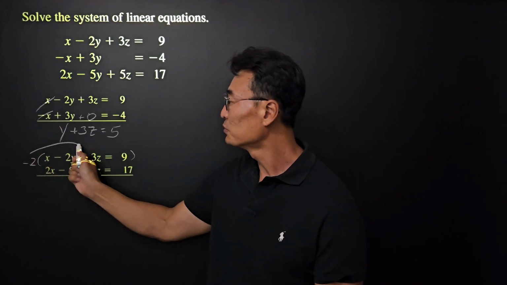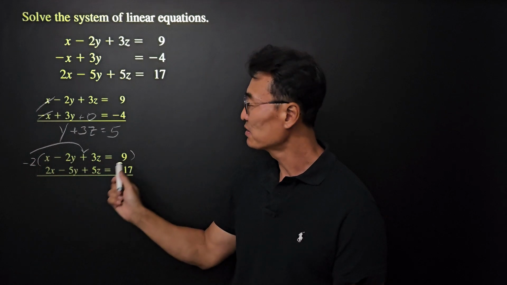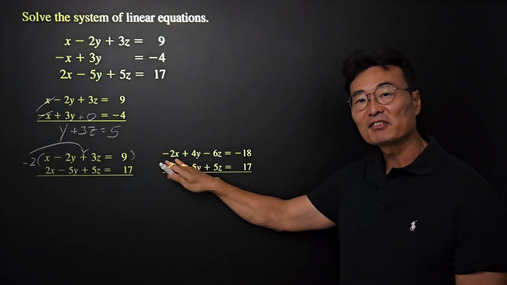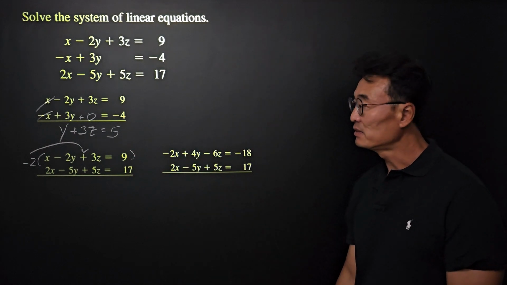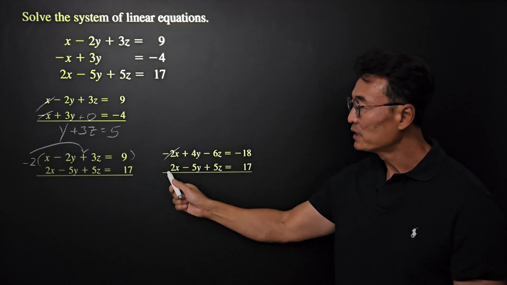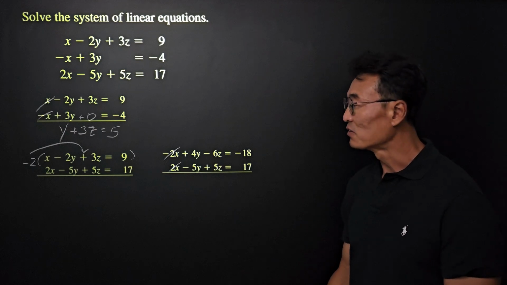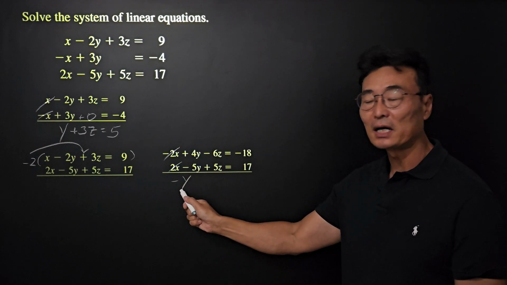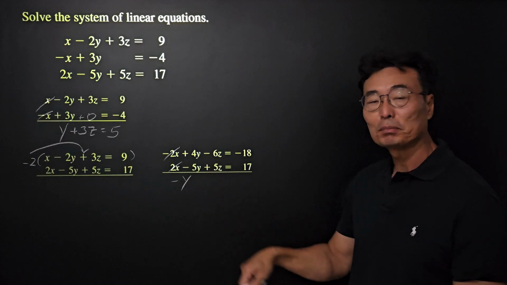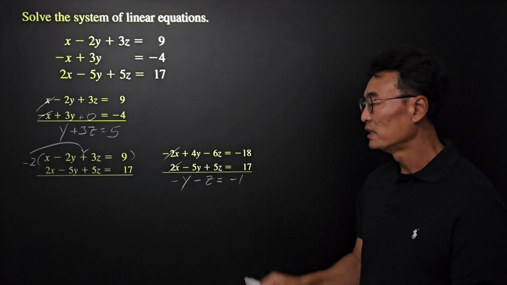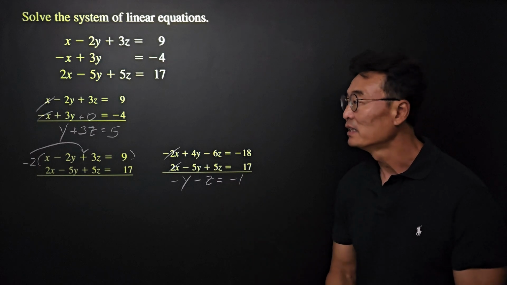So if I take the negative 2, distribute it into the parentheses and also the right side of the equal sign, we get this: negative 2x plus 4y minus 6z equals negative 18. If I add up and down, negative 2x and the 2x will cancel each other out. 4y and negative 5y give us negative y. Negative 6z and the plus 5z gives us negative z equals negative 1 on the right side.